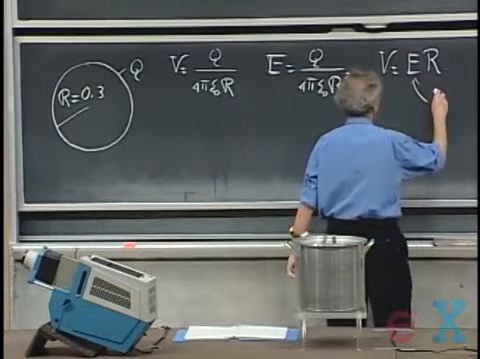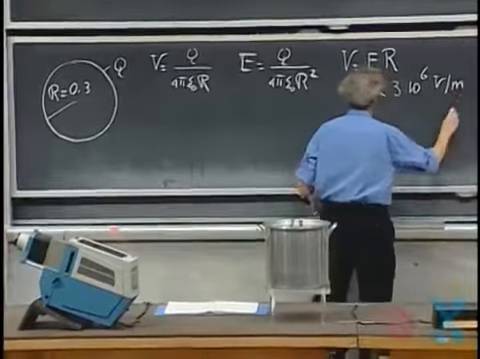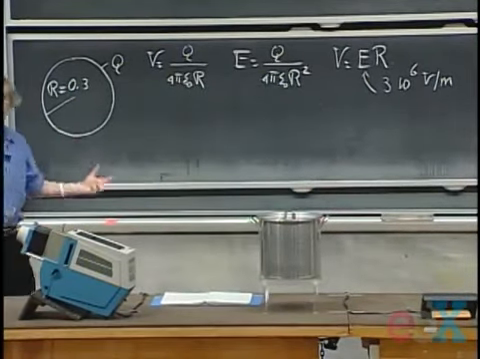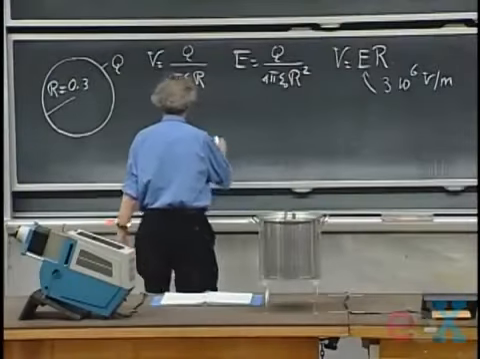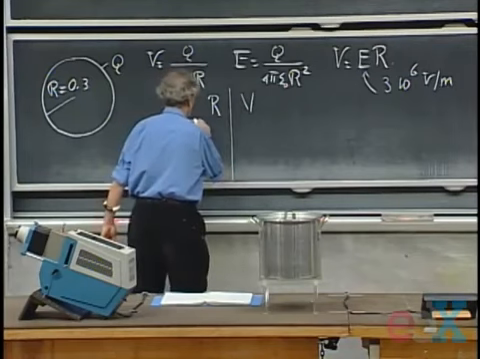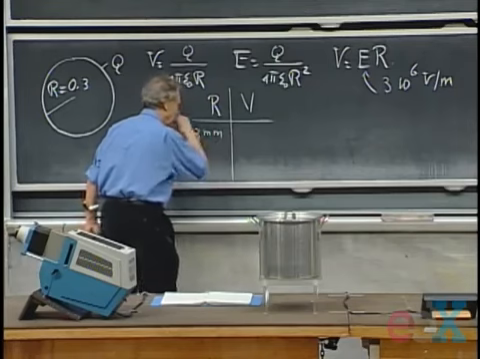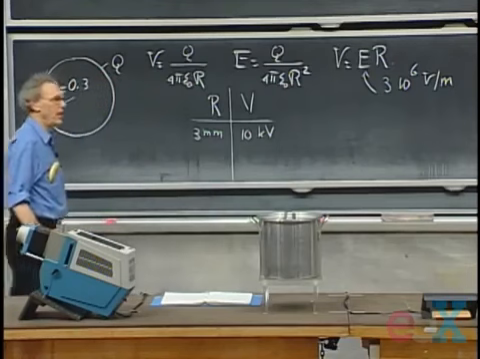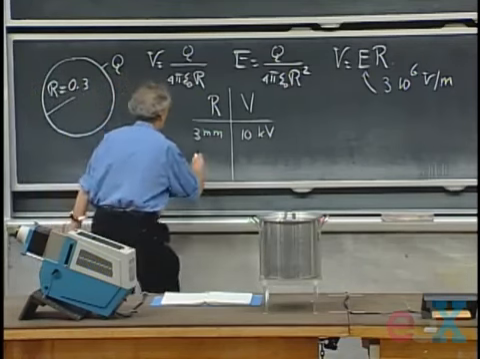So if you substitute in here 3 million volts per meter, you can calculate what potential you can maximally reach for a given sphere with a given radius. And if we here have the radius and we here have the voltage, then if the radius of the sphere were 3 millimeters, you could not exceed a voltage of 10 kilovolts. If you did, you would get this automatic electric breakdown. You would get a spark.